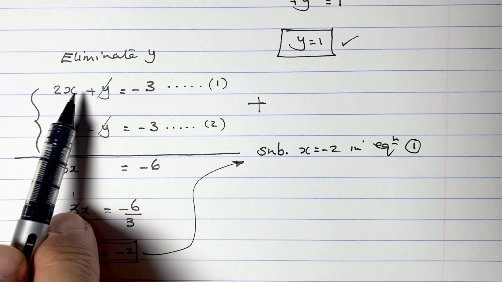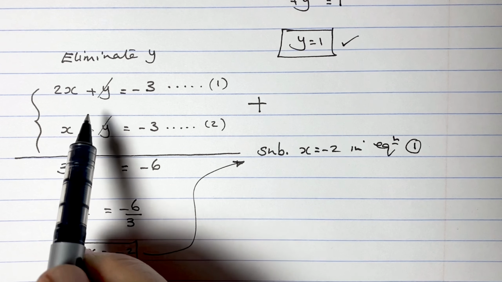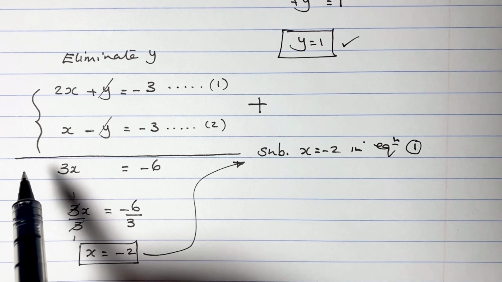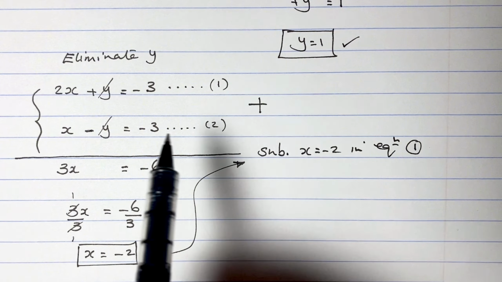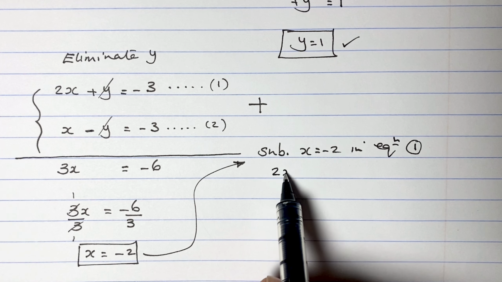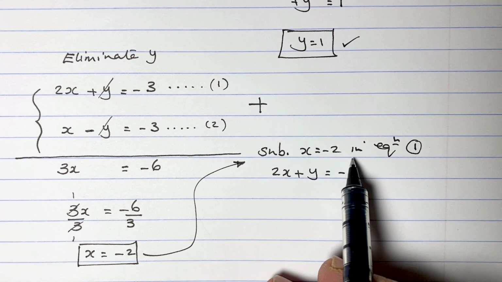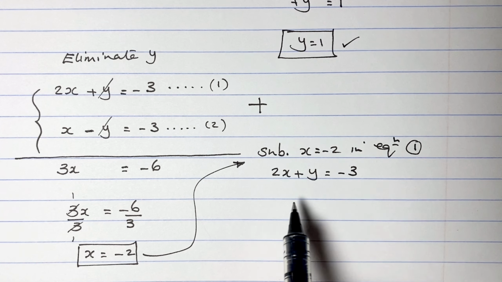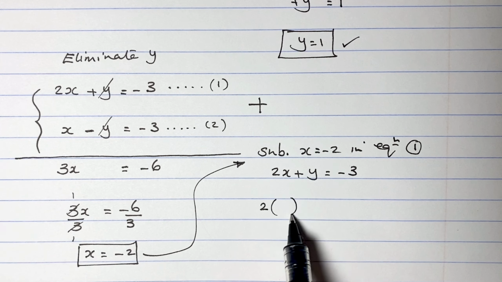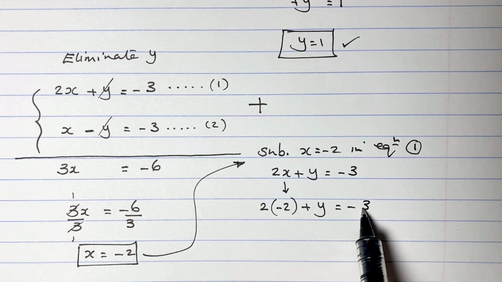But how would you use equation 1? Because here they're all positive. Here is less comfortable because there's a negative to consider. So since I chose equation 1 for substitution, I write the equation, and I'll do what I suggested. Substitute x equals minus 2 in this equation. Wherever I got x, I put minus 2 plus y equals minus 3.